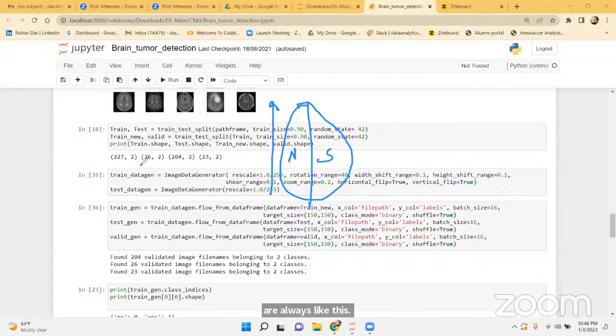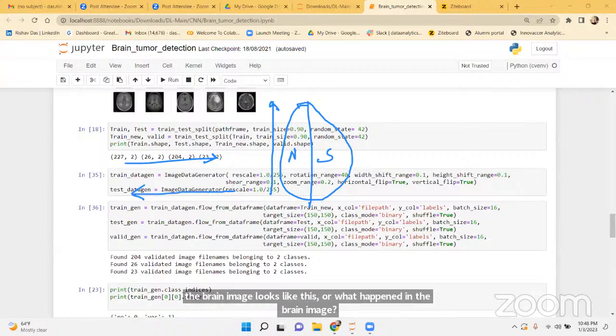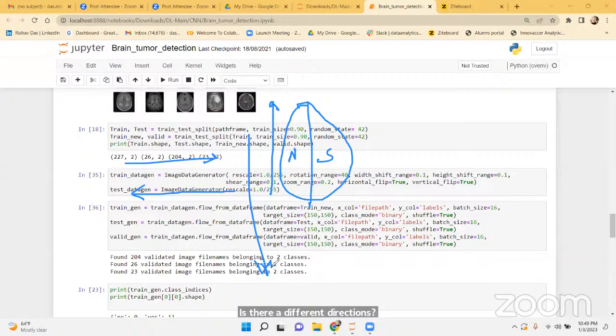But what happens if the brain image looks like this? Or what happens if the brain image is in a different direction, the opposite direction? The model might not be able to learn that. Because it has always been trained in a single direction. Let's say I only teach you to drive a car in a forward manner. If I don't teach you how to move the car backward, you will not be able to learn that. You will only be able to learn forward and forward. You will not be able to drive the car in a reverse gear, right?